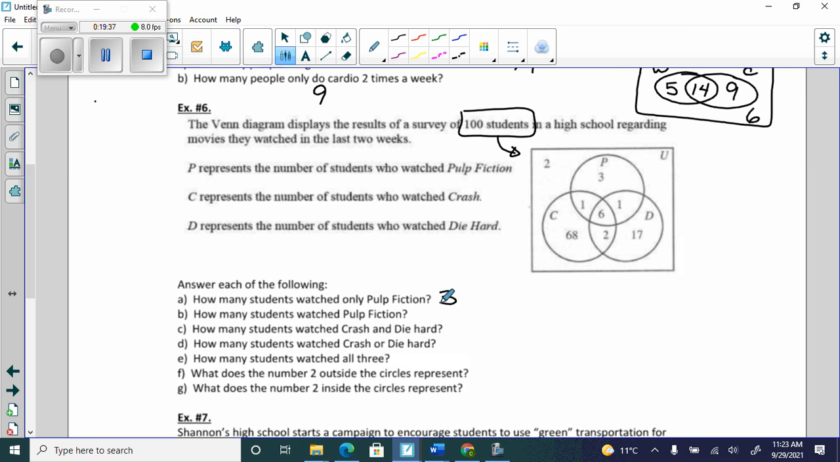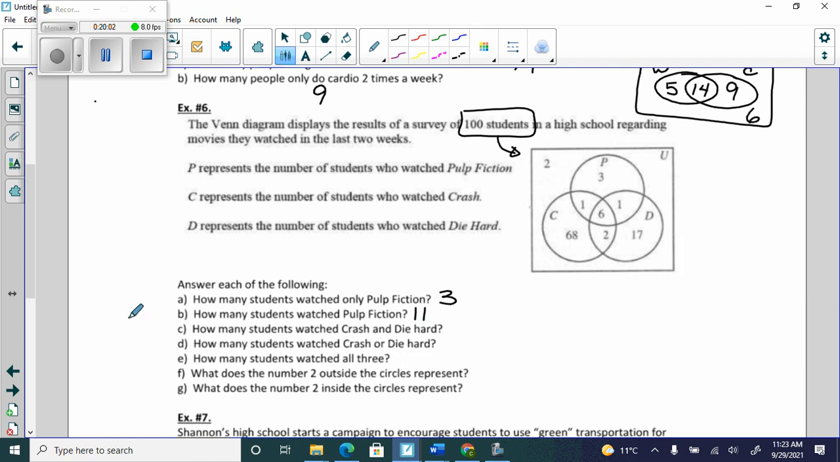How many students watched Pulp Fiction? Now what am I going to have to add up? The whole circle, the whole numbers in the circle. Because Pulp Fiction only was 3, but those who watched Pulp Fiction just happen to also watch other things, the 1, the 6, and the 1, right? But they're still watching Pulp Fiction. So 3 and 6 is 9, 10, 11. The 3, the 1, the 6, and the 1.